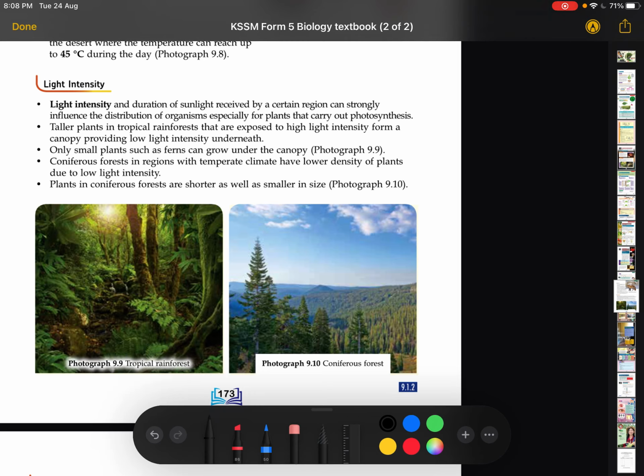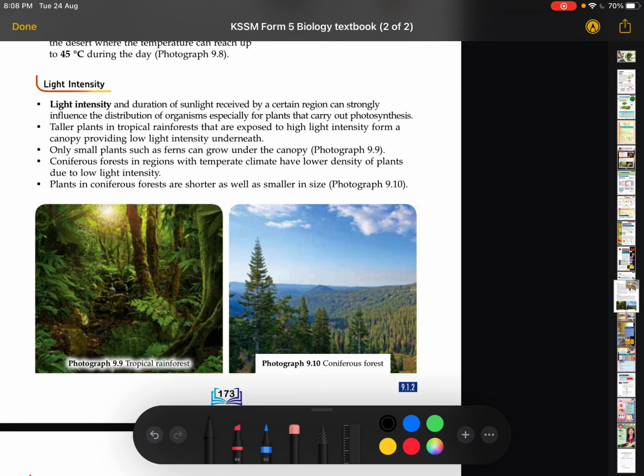Next will be light intensity. Light intensity and duration of sunlight received by a certain region can strongly influence the distribution of organisms, especially for plants that carry out photosynthesis. There are two types of light intensity. Number one is whether the light actually reaches the area, and number two is within the area itself.